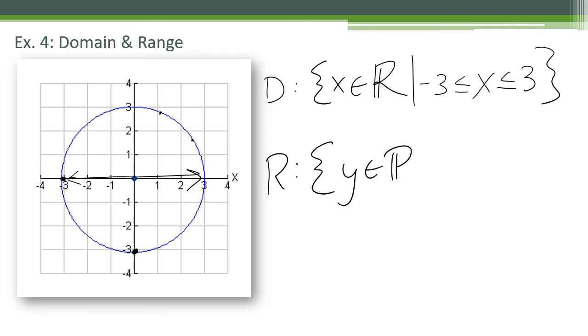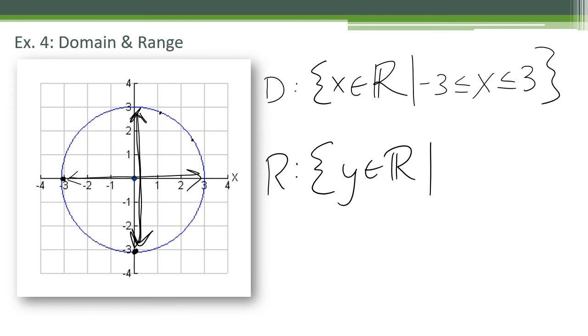Very, very similar. Y is the element of the real number set such that, now again, up and down, I only exist between here and here. I can be anything between 3 and -3, but I can't be beyond those. I can't be 4. My graph doesn't go up there. So I only exist between 3 and -3. So it's the exact same idea.